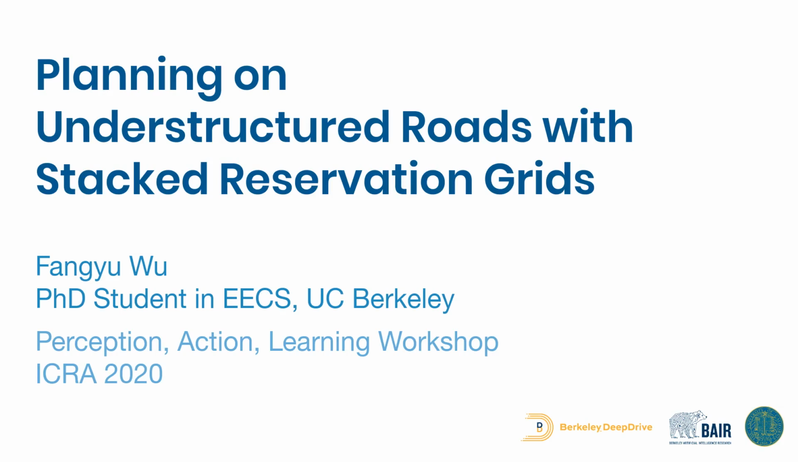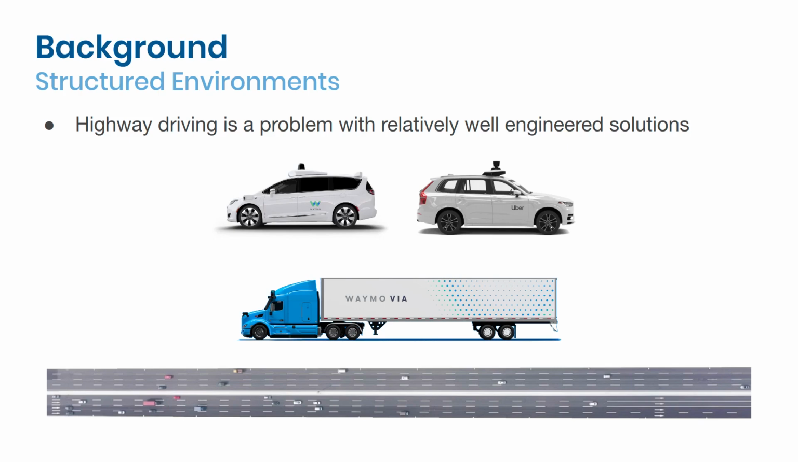Today, I'm going to talk about motion planning for autonomous vehicles on understructured roads using a new data structure named stacked reservation grids. We all know that industry leaders such as Waymo and Uber have already solved autonomous driving in relatively well-structured environments, for example, driving on a highway in free flow.